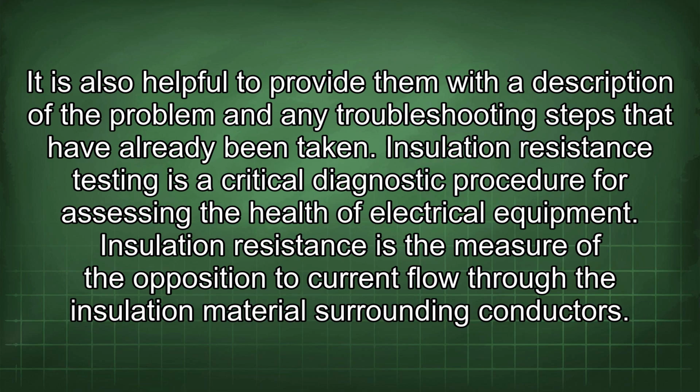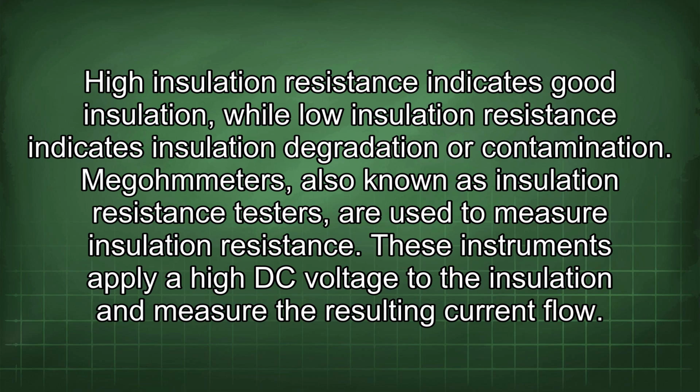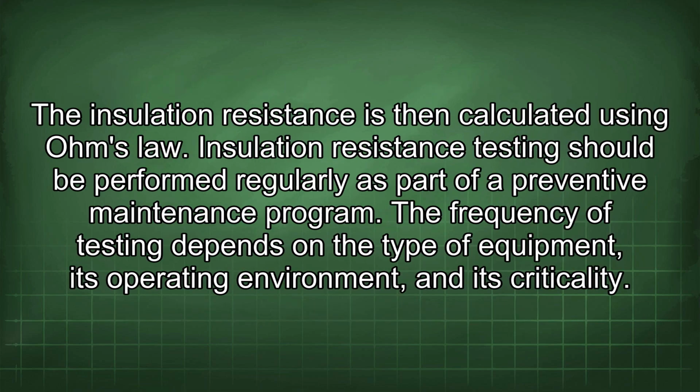Insulation resistance is the measure of the opposition to current flow through the insulation material surrounding conductors. High insulation resistance indicates good insulation, while low insulation resistance indicates insulation degradation or contamination. Megameters, also known as insulation resistance testers, are used to measure insulation resistance. These instruments apply high DC voltage to the insulation and measure the resulting current flow. The insulation resistance is then calculated using Ohm's law.